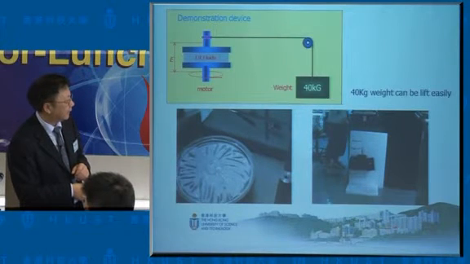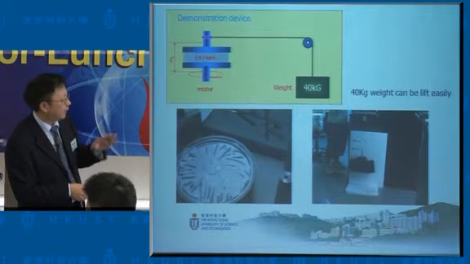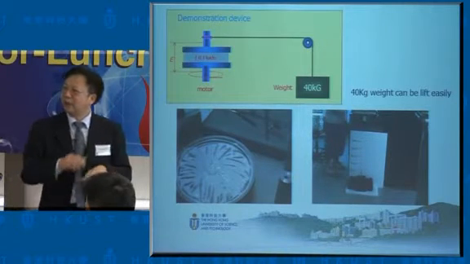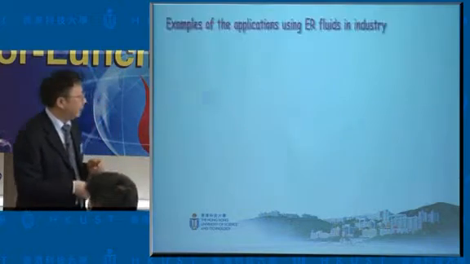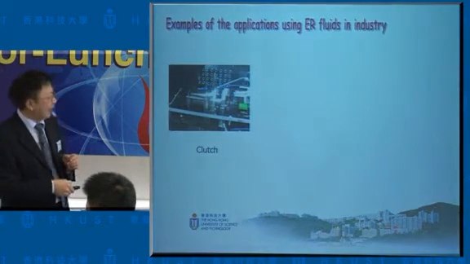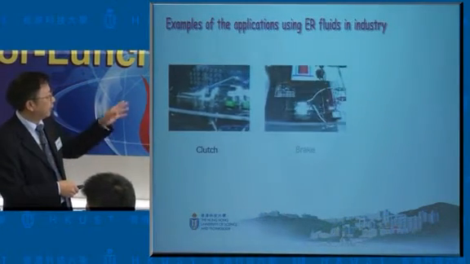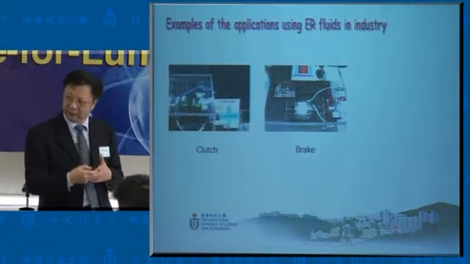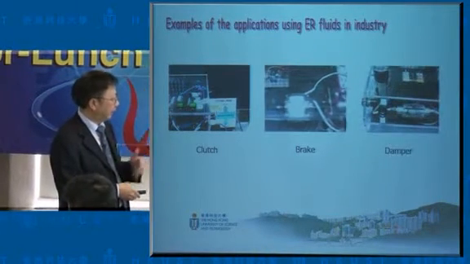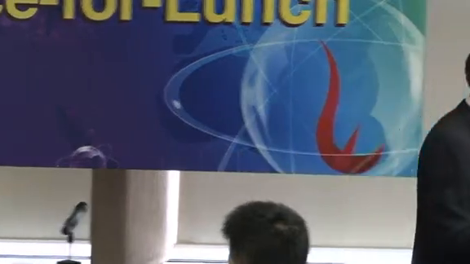Yeah, here. It's up. Yeah, turn on the electric field, it's coupled. So it's a clutch, a demonstration clutch. But we have developed some clutches like this. It's just a clutch, and here's a brake, just like an electric brake. Also, we can make a damper. So here's a damper. Here's a demonstration of these dampers.